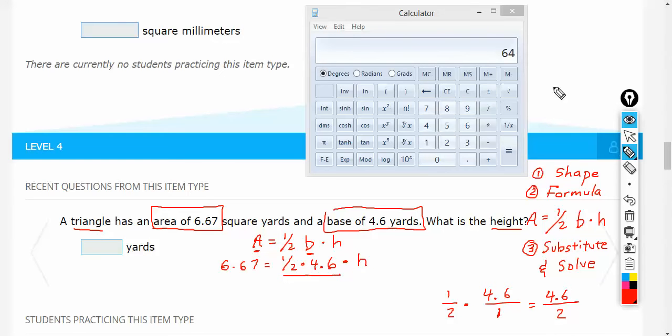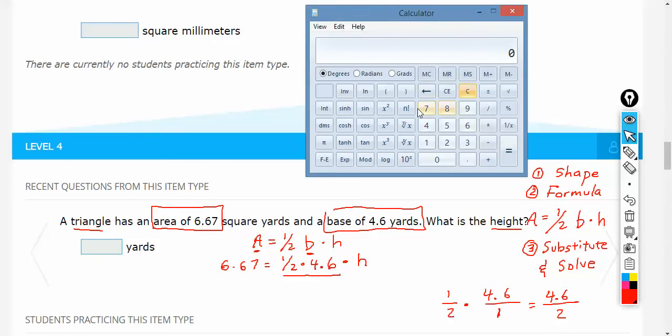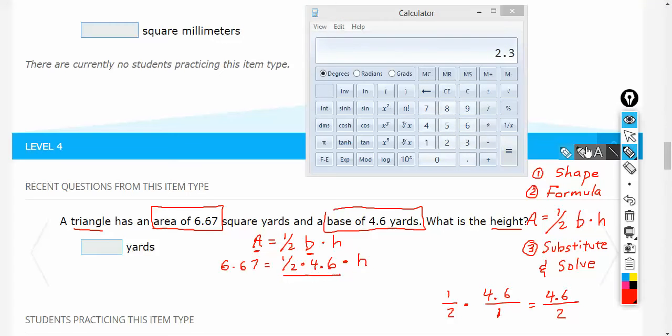So we're going to do clear, 4.6 divided by 2. That equals 2.3. So this is 2.3. This drops down times H. This drops down. Now we're going to do this part. 2.3 times H means we have to divide both sides by 2.3.